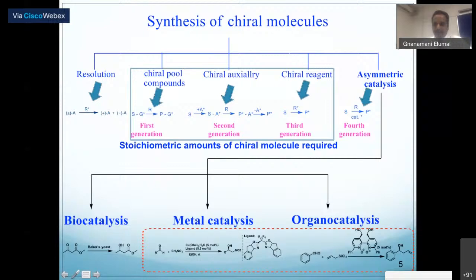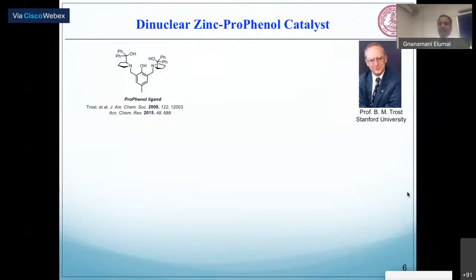During my postdoctoral work at Stanford with Barry Trost's group, I worked in the field of ProPhenol chemistry. In our group, the aim is to use atom economical techniques to synthesize novel and biologically active target molecules. For that, we have designed various types of chiral molecules. This is one of the molecules which we are using for asymmetric catalysis, which is the ProPhenol ligand. The ProPhenol molecule has been synthesized from a proline derivative.